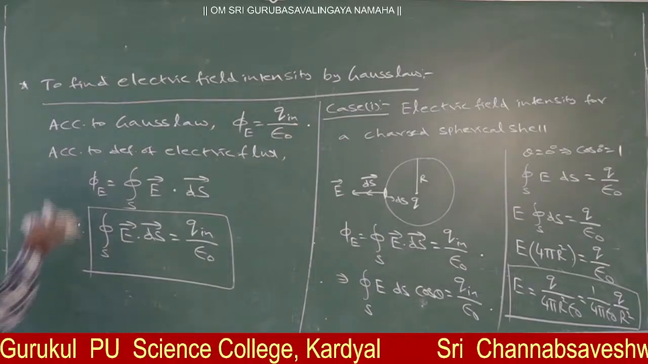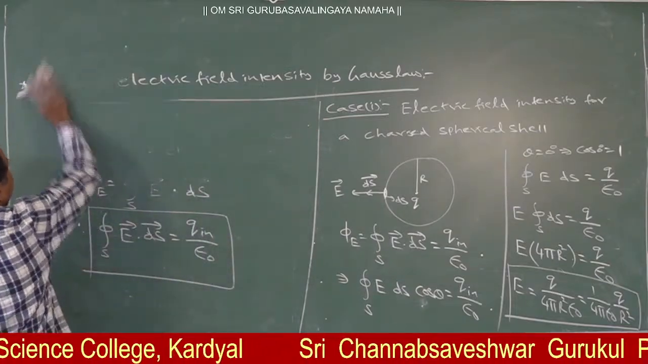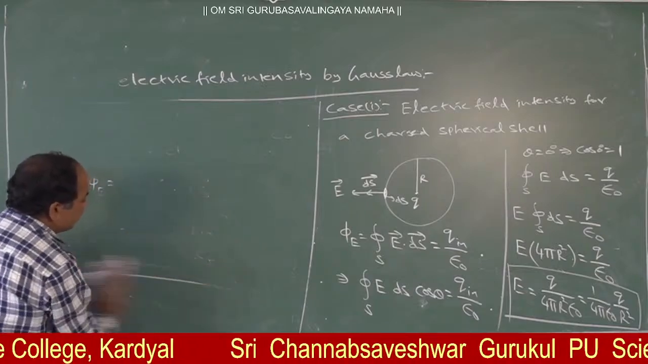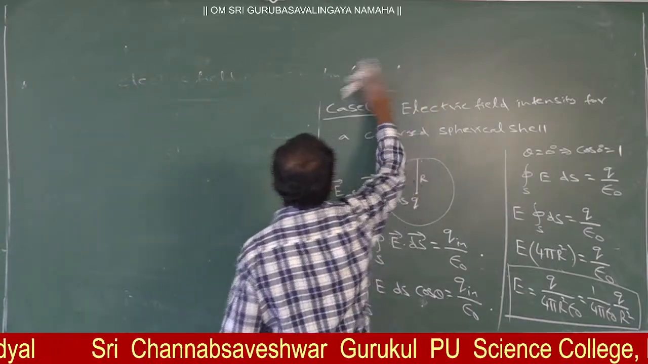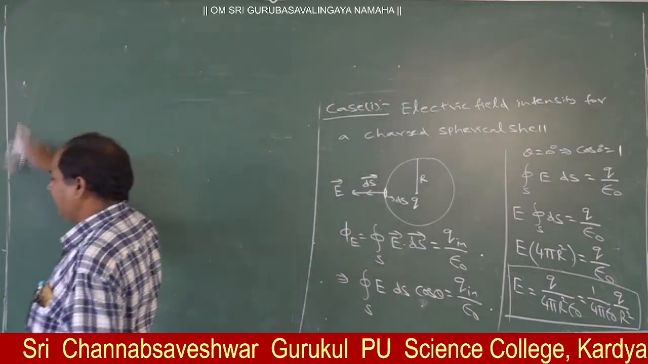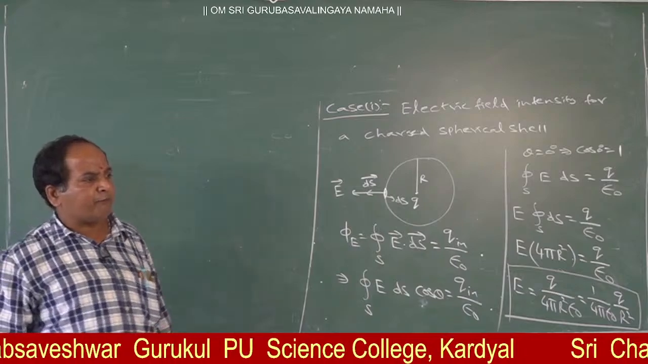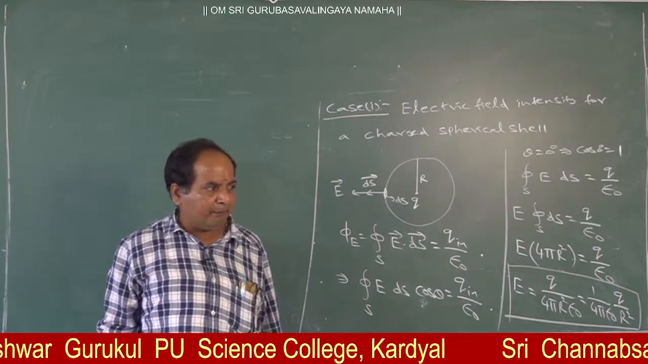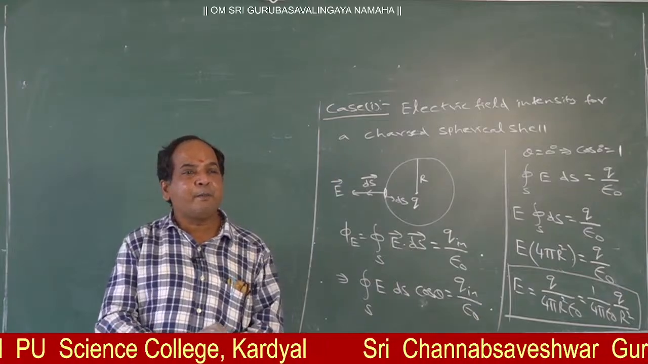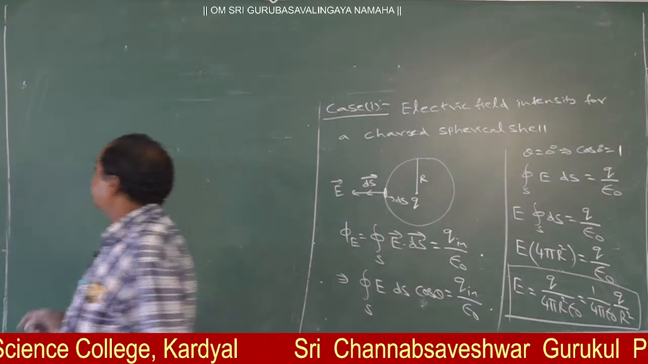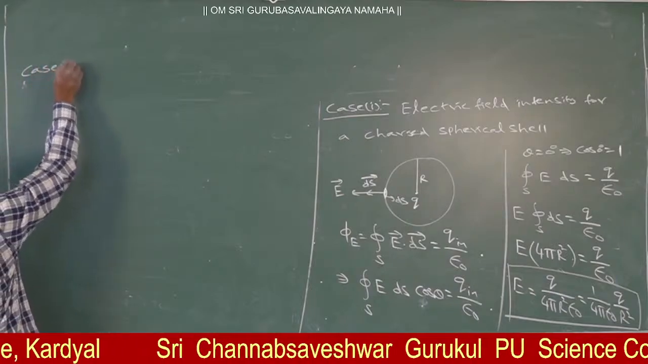The another one is, so what is the method? Flux we should equate by using how many patterns? Two patterns. One is the surface integral of E bar dot ds bar. And the second one is Gauss law. Okay. Second case I will take. Case 2.